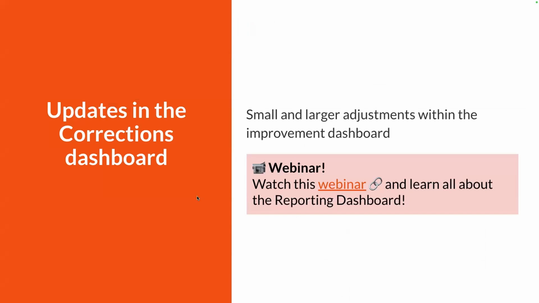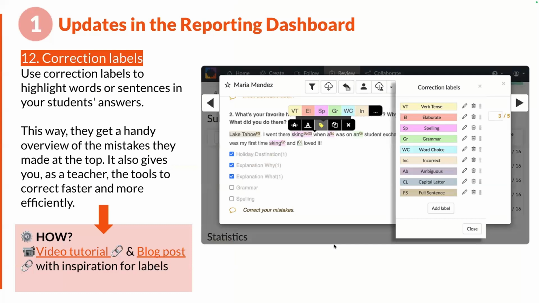All right, so let's take a look at some updates in the corrections dashboard, in our reporting dashboard. So when we are in the reporting dashboard, we got a webinar for you to check out. But some things to point out are correction labels. So using correction labels to highlight words or sentences in your students' answers can be really powerful, and especially to color code what you're highlighting. And so your correction labels will be remembered once you set them up once. They will be remembered across your widgets.